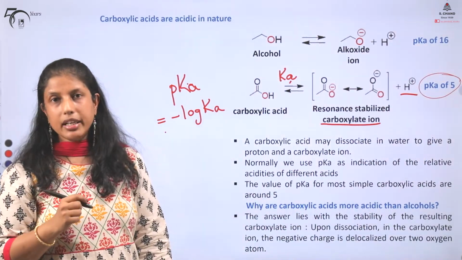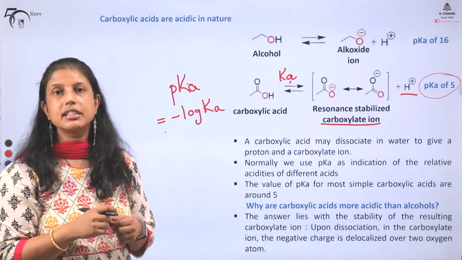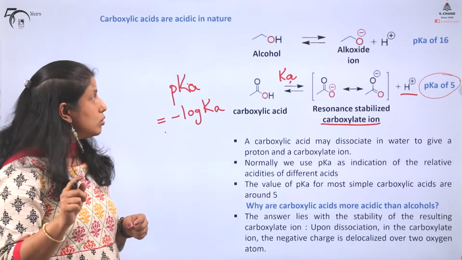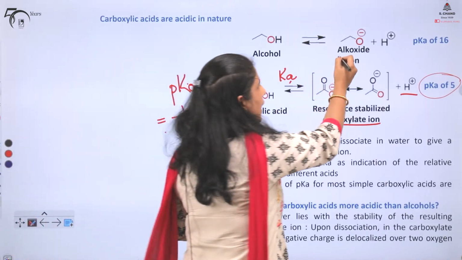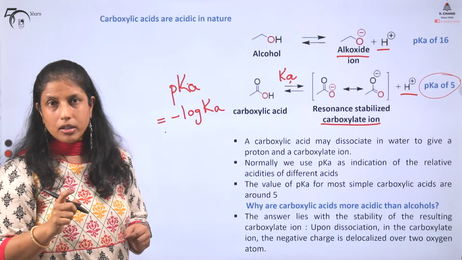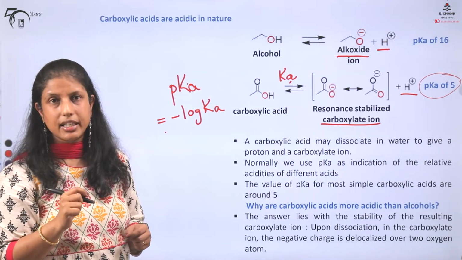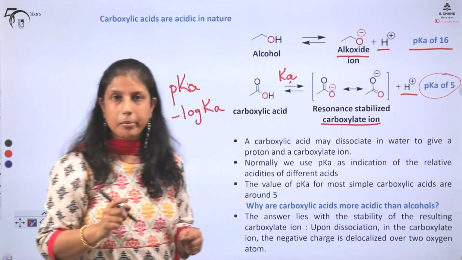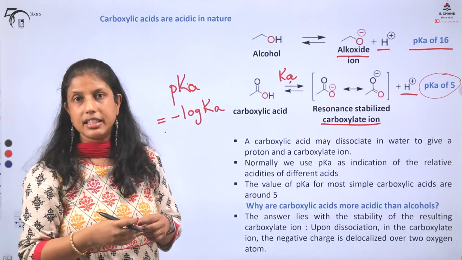If you remember, in our previous video in this S. Chand Academy series, we had discussed the chemistry of alcohols. Alcohols too would dissociate and form an alkoxide ion and a proton. But alcohols are only weakly acidic. Their pKa values are around 16. Remember, the lower the pKa value, the stronger is its acidic strength.